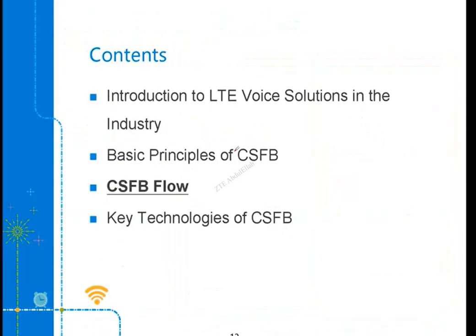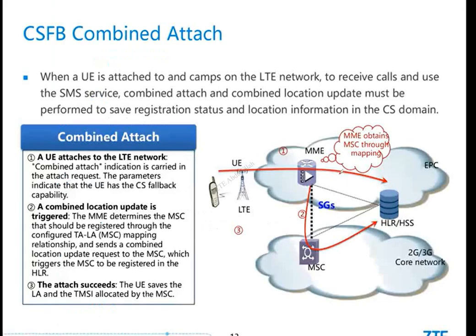Okay, so these are the basic principles of CS fallback. And now let's see the third part, the CS fallback flow. As we know, because of the SGS interface, the UE can do the combined attach and the combined update. So how to realize the combined attach? It has 3 steps.